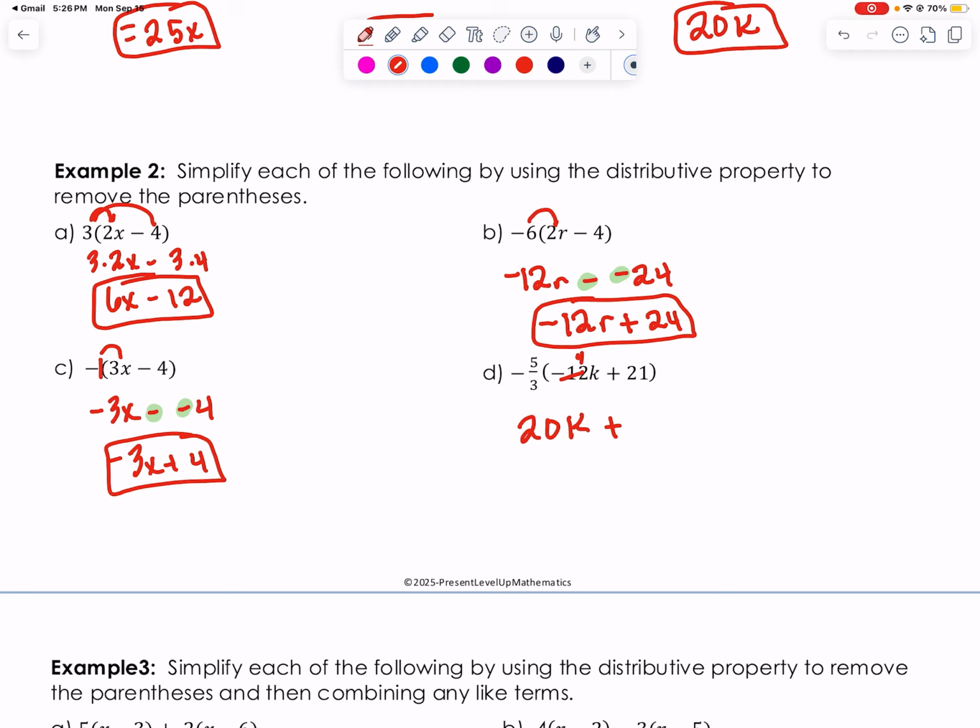I'm going to multiply negative 5/3 times 21. So 3 goes into 21 7 times. And negative 5 times 7 is negative 35. Now notice we have double signs. So 20k plus negative 35 would be the same thing as 20k minus 35.